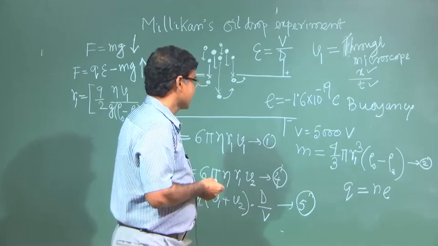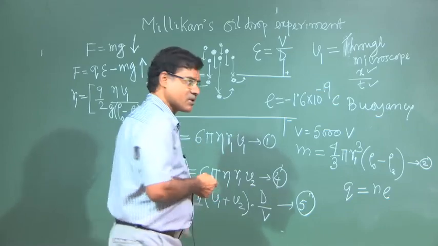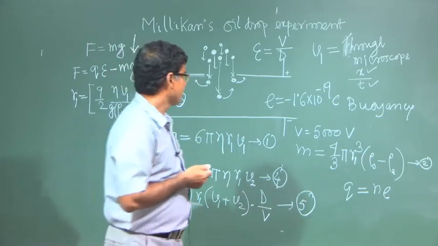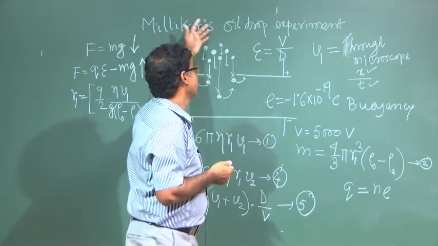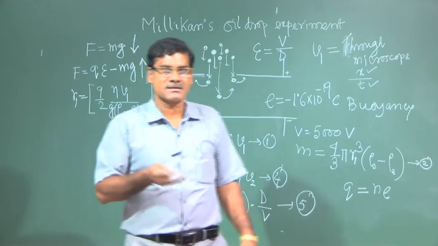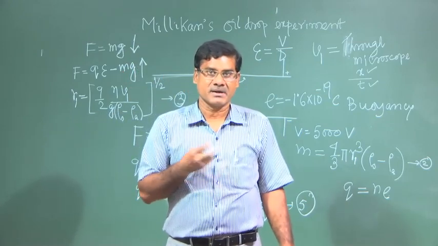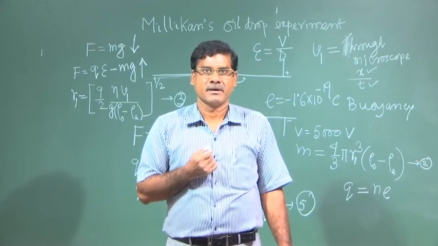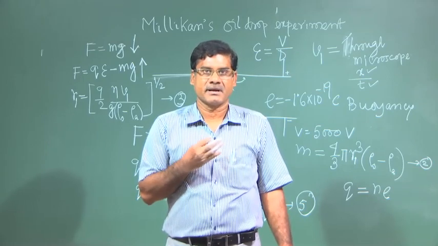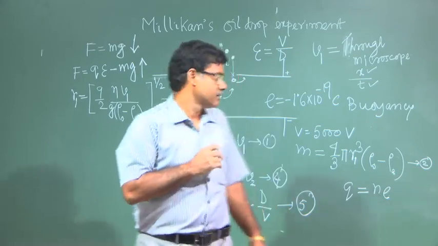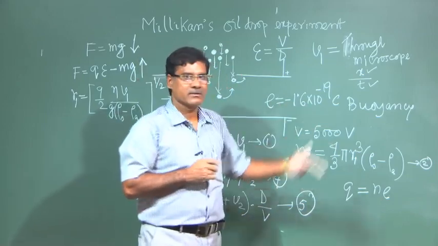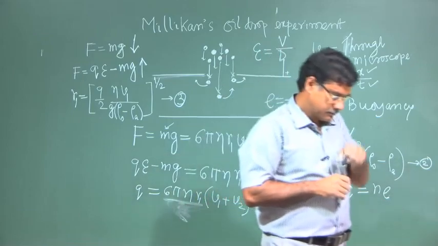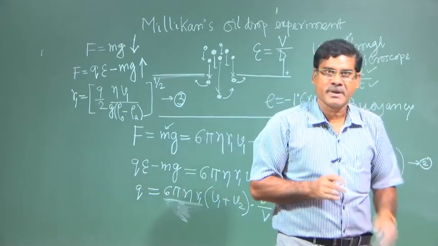So this is again a very beautiful experiment, and from this experiment one can measure the charge of the electron very accurately. That is the greatness of it, and that is why it is a very famous experiment, and it gave a very exact value for the charge of the electron, okay. So this is the oil drop method.